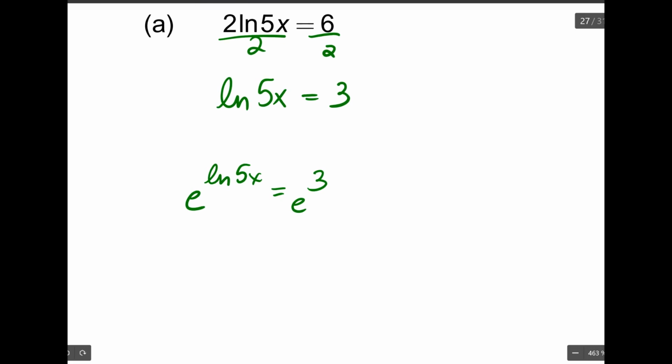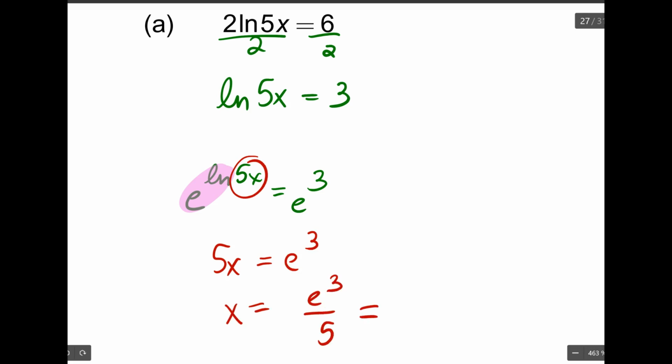Remember how last time, if I had e as my base, I would take ln of both sides? Here, if I have ln on one side, I'll have each side be e to the power of the side. And guess what happens right here? e to the ln power, they cancel each other out and I'm left with the 5x. So 5x equals e to the 3. So x equals e to the third divided by 5.